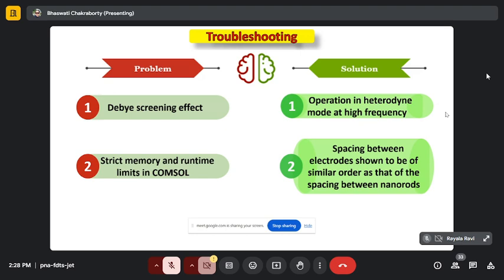Now, the major problem was to avoid the device screening effect, which has been sorted out with the use of a high frequency signal. Due to strict memory and runtime limits present in the COMSOL Multiphysics software, we have considered the spacing between electrodes to be of a similar order to the spacing between nanorods.